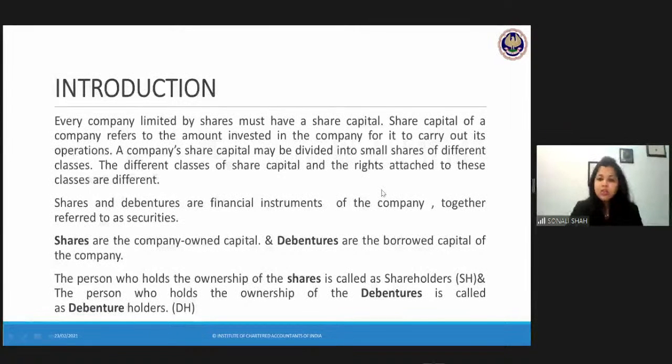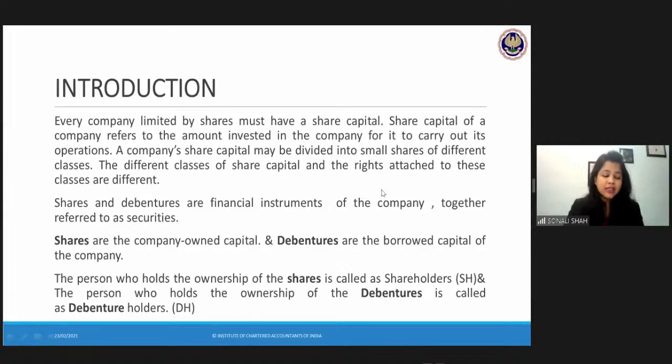expand also. So the amount that is needed, that can be invested in the company, is called the share capital of the company. Now, share capital is a huge amount. If, let's say, the share capital of the company is 500 crore or 100 crore, it might not be really possible for one person to invest the entire money. And anyways, a company needs at least 2 members.